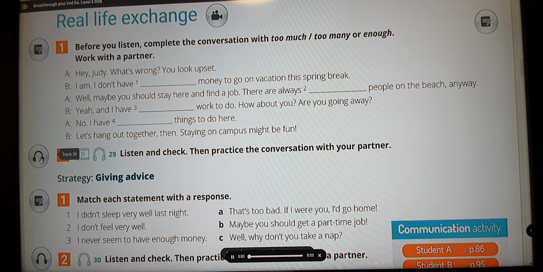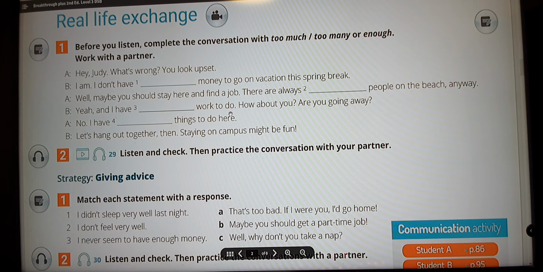Unit 4, page 25, Real Life Exchange. Hey, Judy. What's wrong? You look upset. I am. I don't have enough money to go on vacation this spring break. Well, maybe you should stay here and find a job. There are always too many people on the beach anyway. Yeah, and I have too much work to do. How about you? Are you going away? No, I have too many things to do here. Let's hang out together then. Staying on campus might be fun.